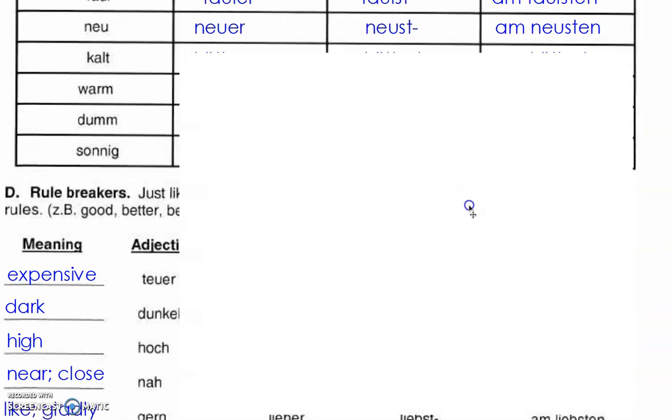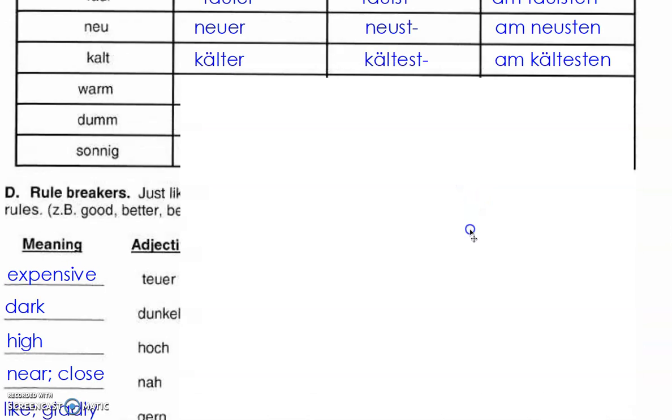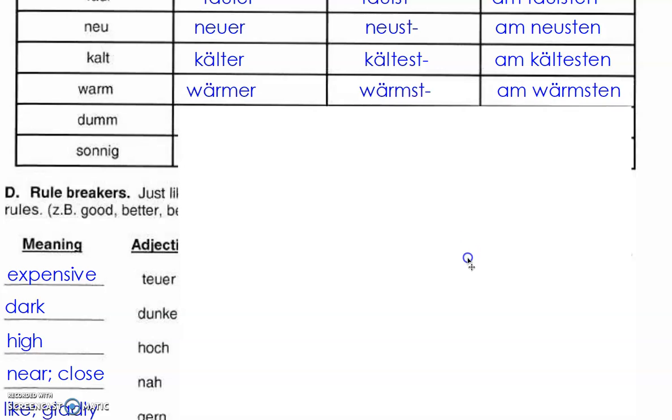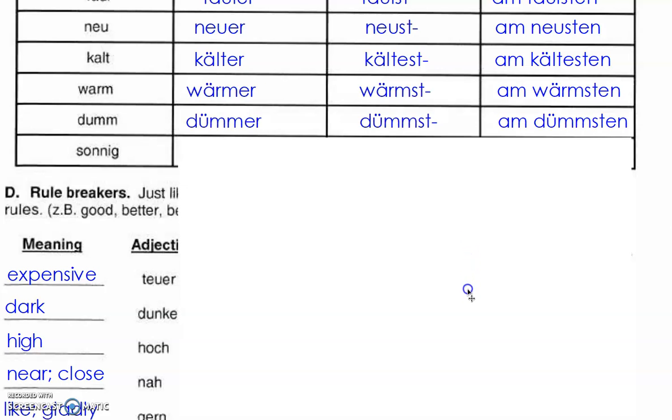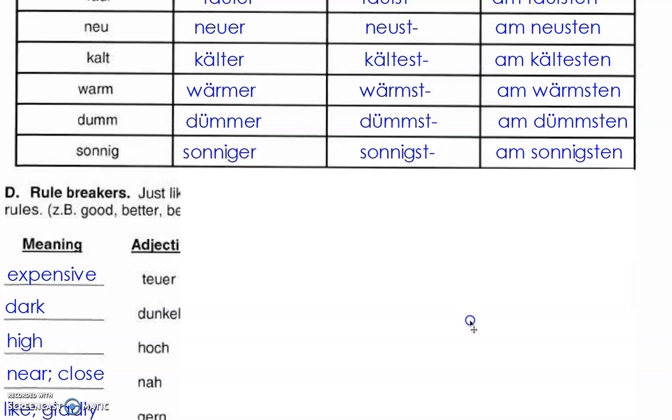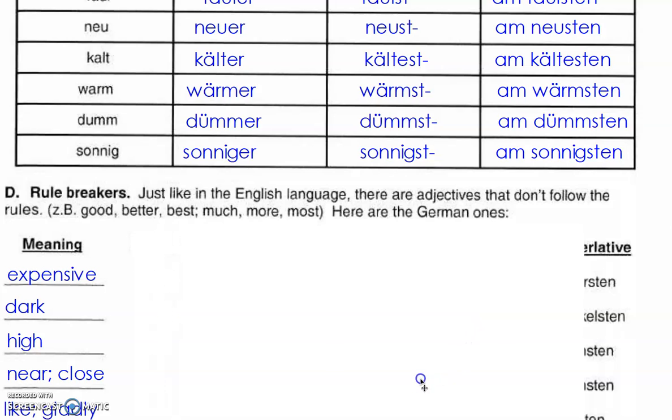Kalt is kälter, kältest, am kältesten. Warm is wärmer, wärmst, am wärmsten. Dumm is dümmer, dümmst, am dümmsten. And sonnig is sonniger, sonnigst, am sonnigsten. Now we do have some rule breakers. I have them down below here.